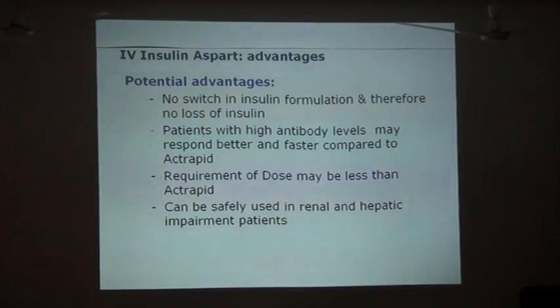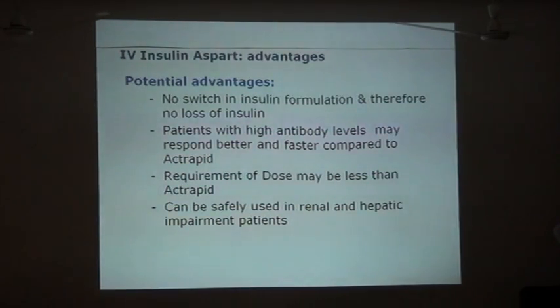So not having to switch formulation means that sometimes what we used to do when using human insulin in other combinations is to use different syringes and put them at a different level. And you have to shake them so they get an even mixture before using it. But the analogs come pre-mixed, and they do not have to be shaken or anything.